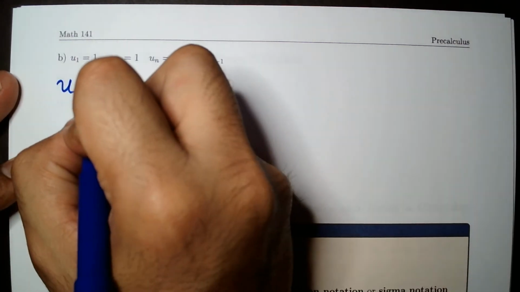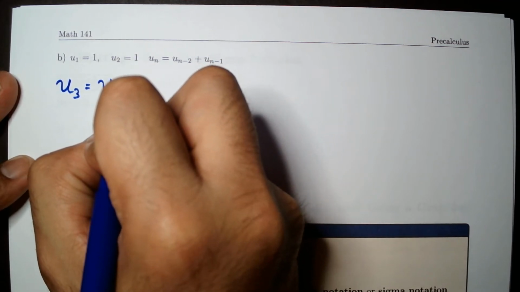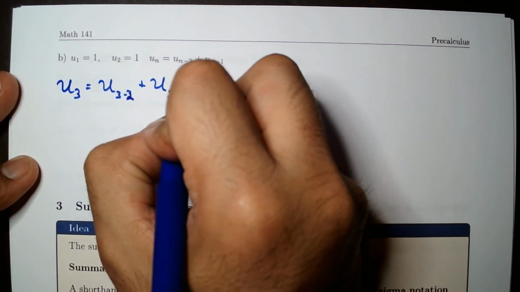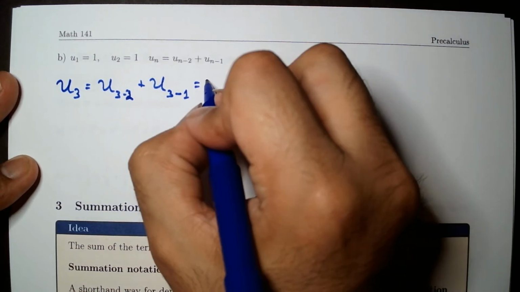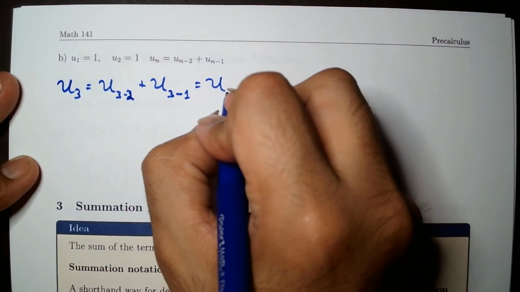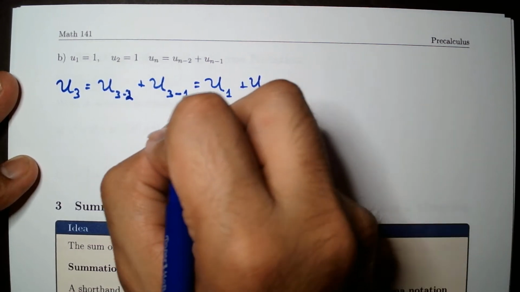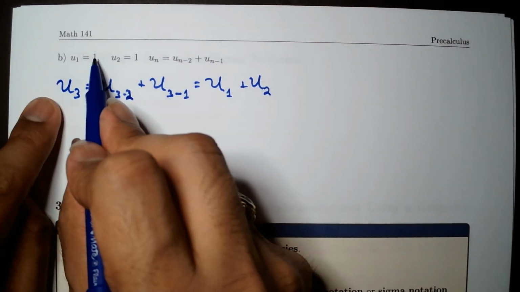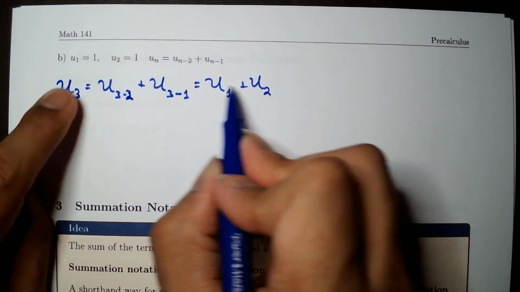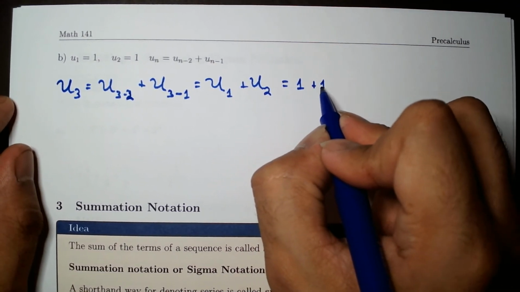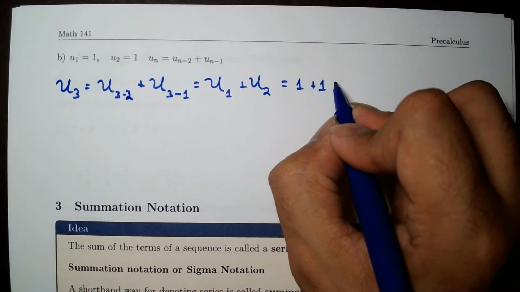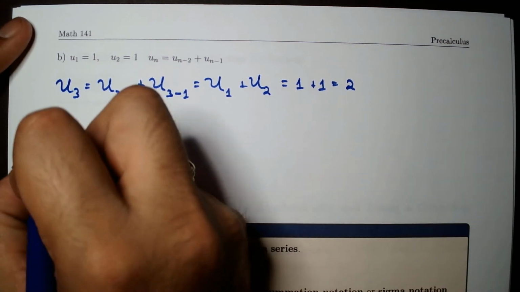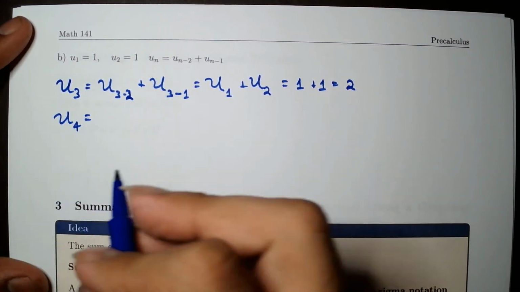u3, which is going to be u subscript 3 minus 2 plus u subscript 3 minus 1, which is u1, which is 1, plus u2, which is 1. And all we do is plug in 1 for u1 and 1 for u2. 1 plus 1 equals 2. Let's do u sub 4.